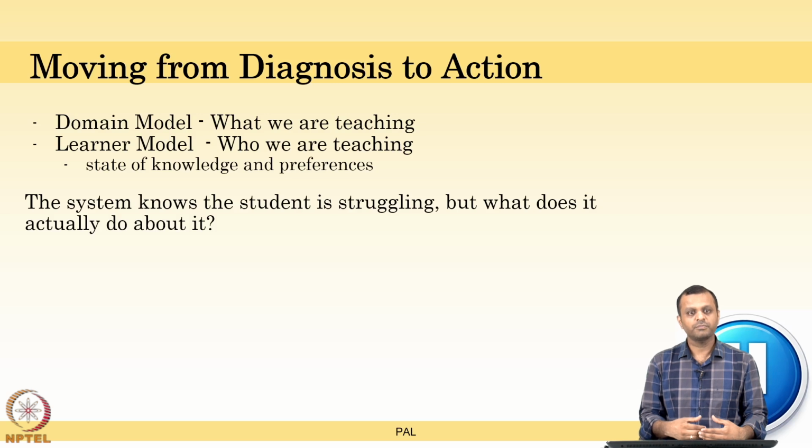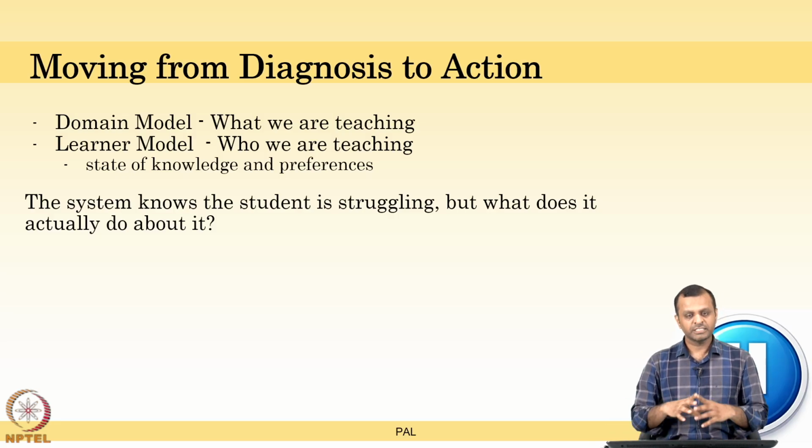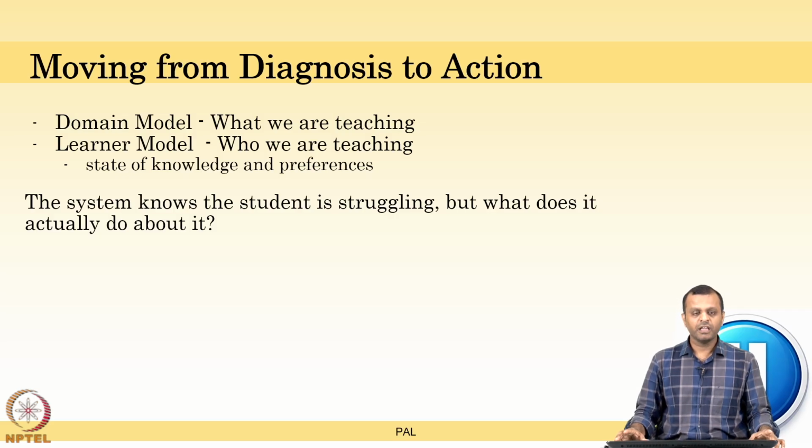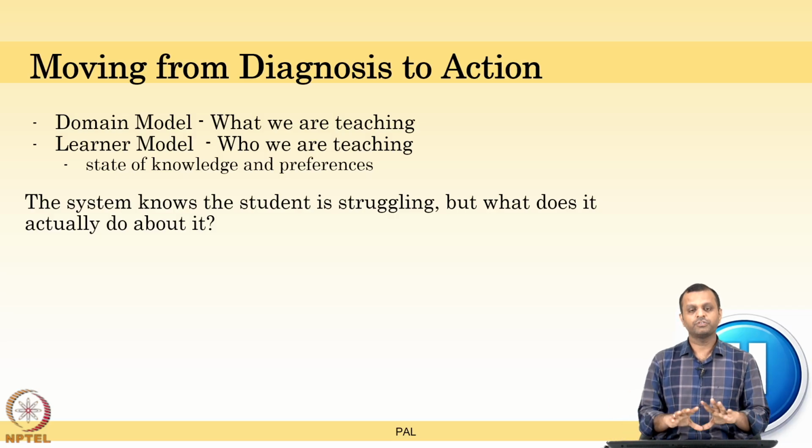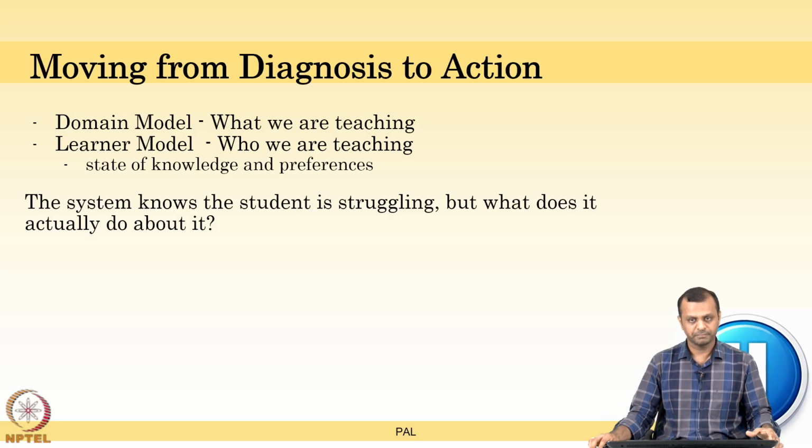But the system knows the student is struggling, the student needs help, but what does the system actually do about it? What recommendations can it make? Consider this, and pause this video for 2 minutes and think: if we know which content to teach, all the possible content, and we also know the student's current state and the student's preferences, what should the system do, or as a teacher, what would you do? Pause this video, and after writing, continue.